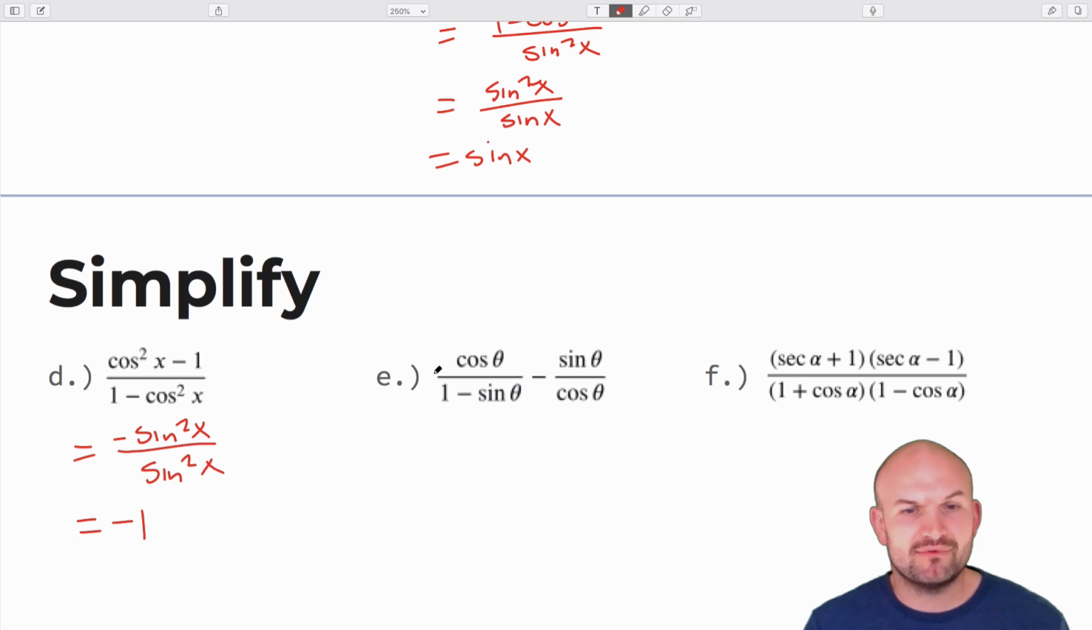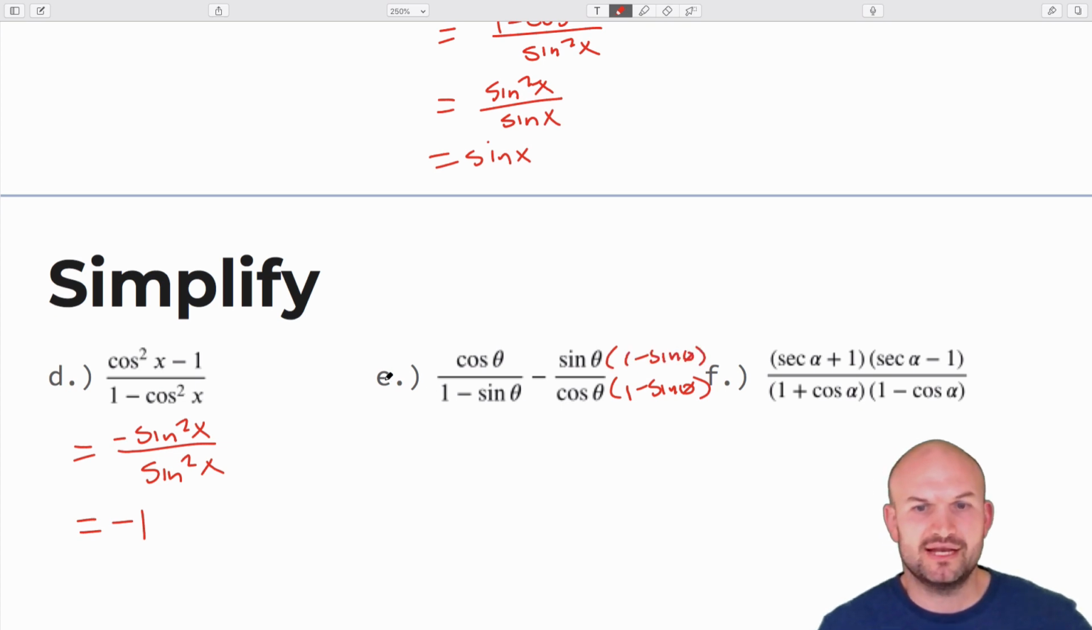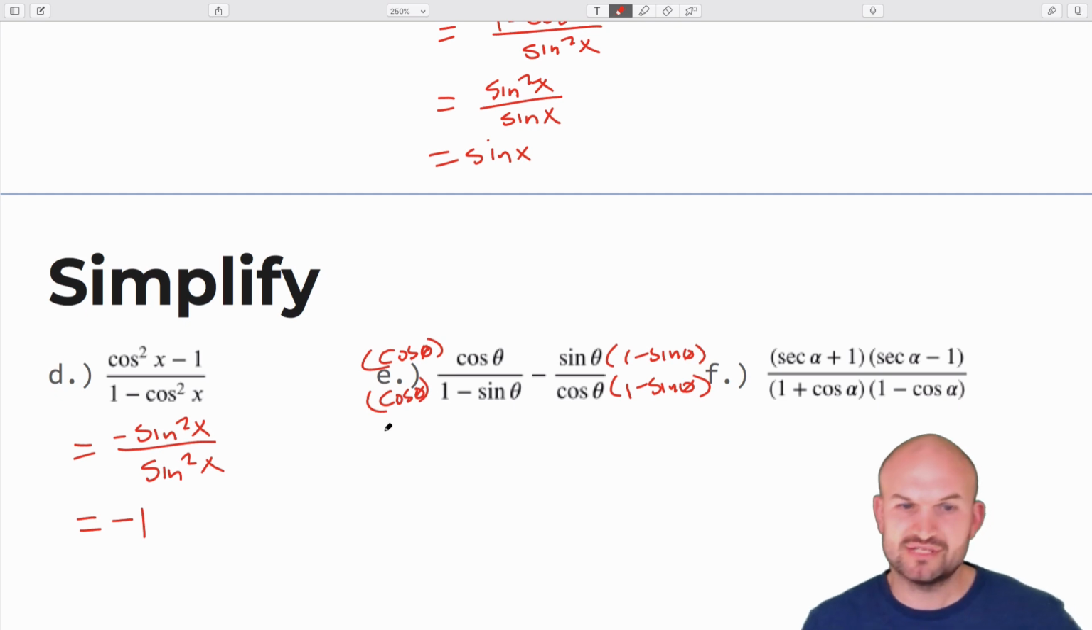For number E, we have subtraction, and there doesn't really seem much I can do to simplify them, but I do see that these do not have common denominators. So I know that if I need to subtract things, I can always use common denominators. So if I multiply by 1 minus sine of theta on the left side, and if I multiply by cosine of theta here on the right side, now they will have a common denominator of cosine of theta times 1 minus sine of theta.